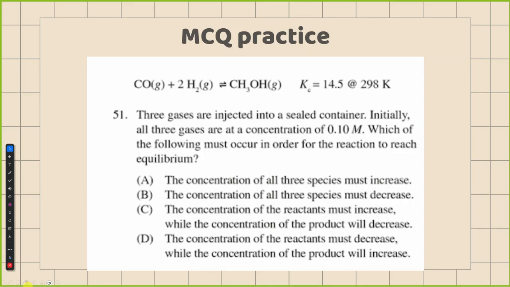Three gases are injected into the sealed container. Kc is above 1. Initially, 3 gases are at 0.1. Which of the following must occur in order for the reaction to reach equilibrium?